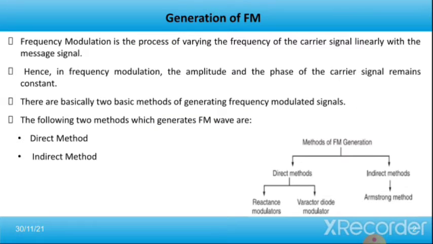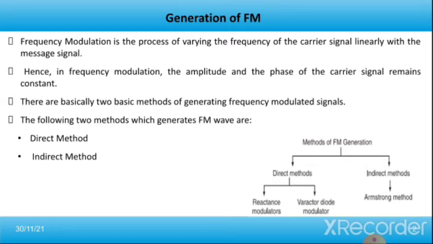So first we'll discuss the generation of FM. Frequency modulation is a process of varying the frequency of the carrier signal linearly with the message signal or modulating signal. Hence, in frequency modulation, the amplitude and phase of the carrier signal remain constant.